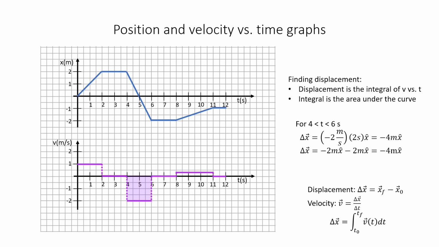And that checks with what we see from our position graph. We have the final is minus 2 meters minus the initial, which is minus 2 meters, which gives us minus 4 meters.